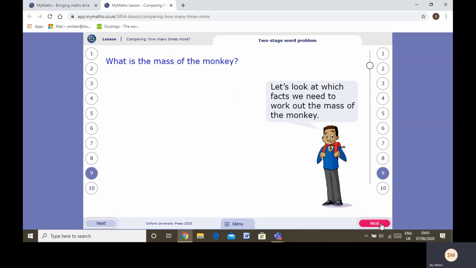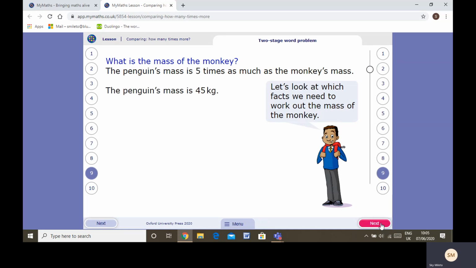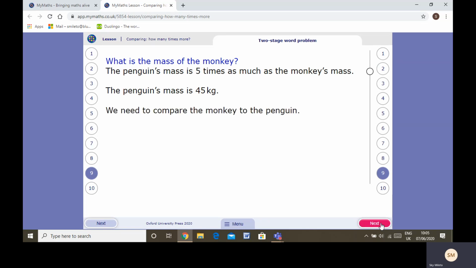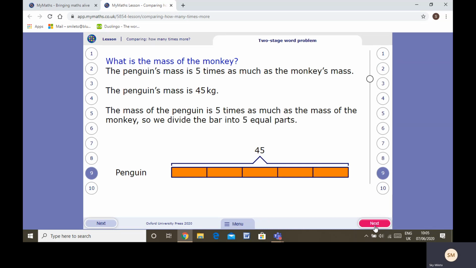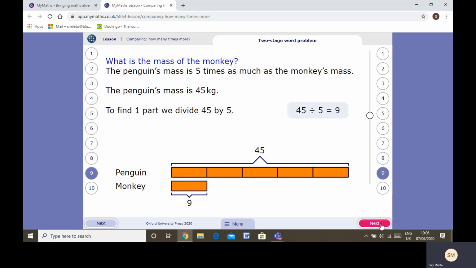So, the mass of the monkey. The penguin's mass is 5 times as much as the monkey's mass, and the penguin's mass is 45. So that means the penguin is 5 times heavier than the monkey. So we can draw a bar model. Penguin is this long, and it's 45 for representing the bar. And we know that the mass of the penguin is 5 times more. So we split it into 5. So 1 part of 45 would be 45 divided by 1, 2, 3, 4, 5. 45 divided by 5. And we know that that is 9. So now we know that the mass of the monkey is 9 kilograms.